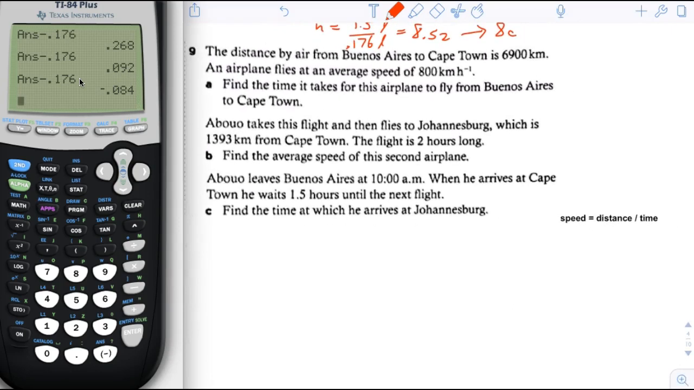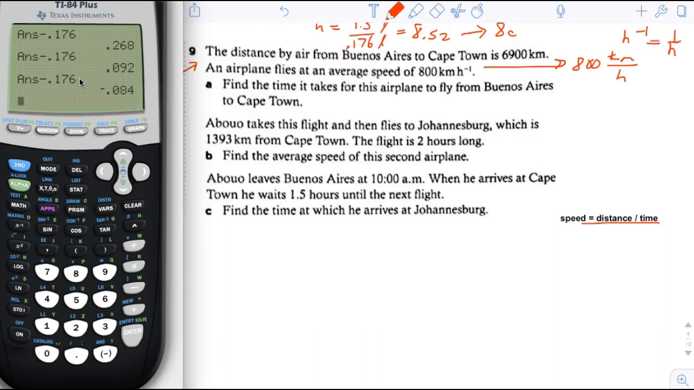To do this problem, we need to know that speed is equal to distance divided by time, okay? So the distance by air from Buenos Aires to Cape Town is 6,900 kilometers. An airplane flies at an average speed of 800 kilometers per hour. Now this notation here means 800 kilometers per hour. Just remember that if you have hour to the -1, that is equal to 1 over the hour. Find the time it takes for this airplane to fly from Buenos Aires to Cape Town.